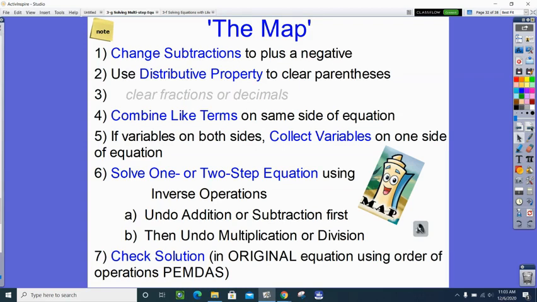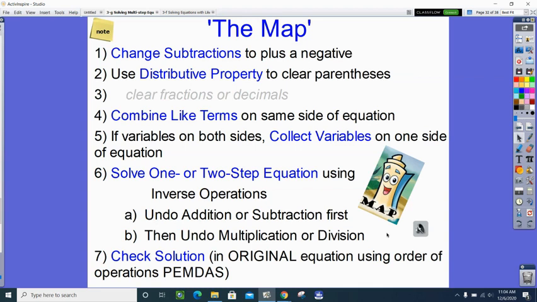Once you've cleaned up the left and the right, now, is there a variable term on the left and one on the right? And if so, we're going to collect those variables onto one side doing opposite operations. And then we'll end up with either a 1 or 2-step equation to solve using our steps, our inverse operations. And remember, we go backwards through PEMDAS. So you actually look for the adding or subtracting to undo that first, and then you undo the multiplying or division. The Woodruff bubble helps with that.